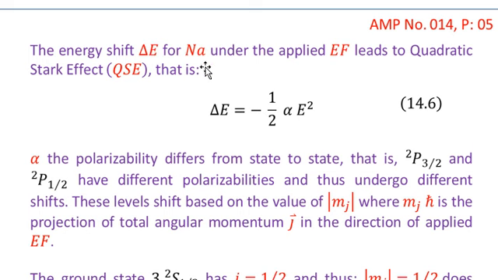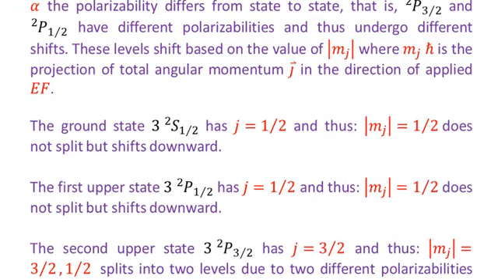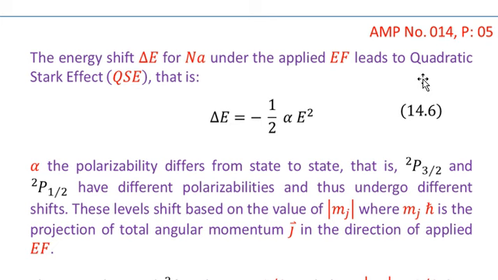The energy shift delta E for the sodium under the applied electric field leads to the quadratic Stark effect. That is, delta E is equal to minus half times alpha times E square, where alpha is the polarizability, which differs from state to state, that is, for 2p3/2 and 2p1/2. These two states have different polarizabilities, that is, different values of alpha, and thus undergo different shifts. So if you put the different values of alpha for these states, then of course the value of delta E, that is, the shift in the energy of these levels, will be different.